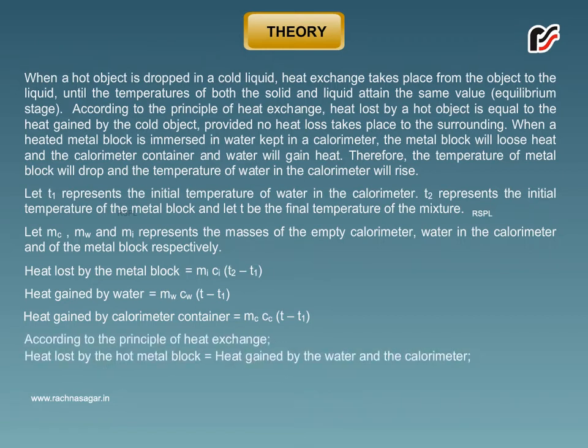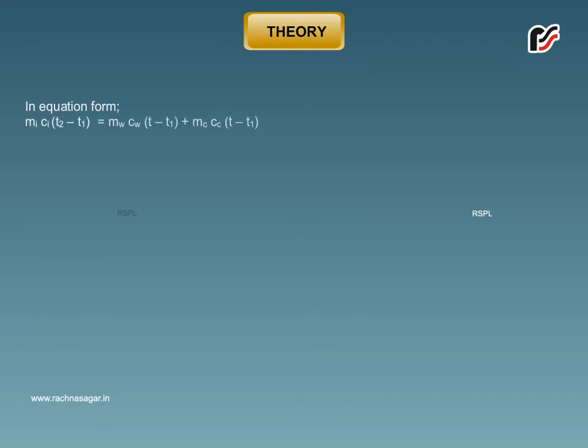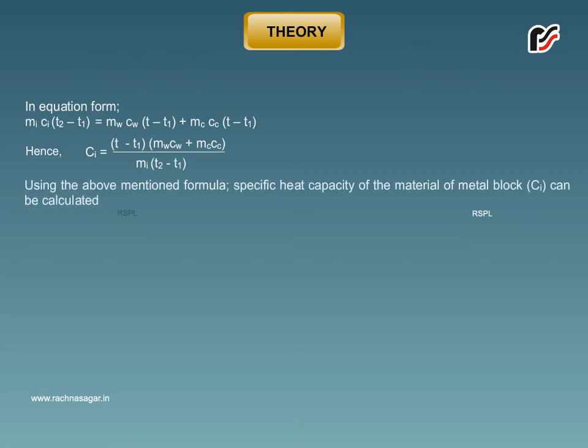According to the principle of heat exchange, heat lost by the hot metal block is equal to heat gained by the water and the calorimeter. In equation form, MI CI into (T2 minus T1) is equal to MW CW into (T minus T1) plus MC CC into (T minus T1). Hence, CI equals (T minus T1) into (MW CW plus MC CC) upon MI into (T2 minus T1). Using the above mentioned formula, specific heat capacity of the material of metal block CI can be calculated.